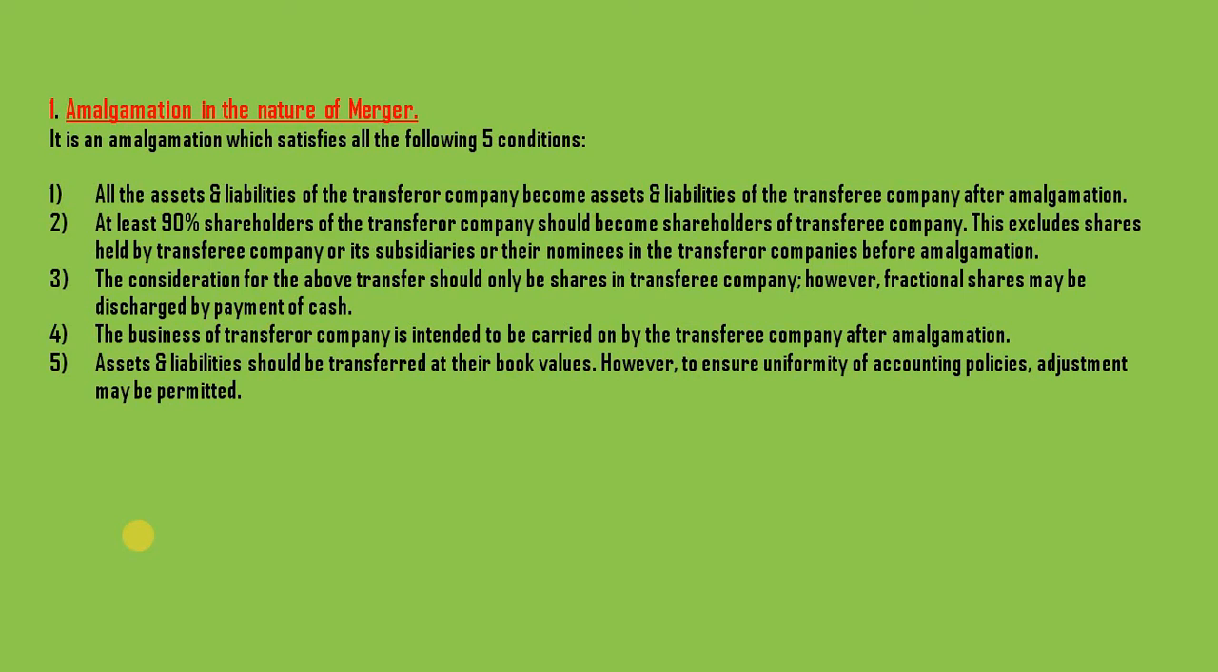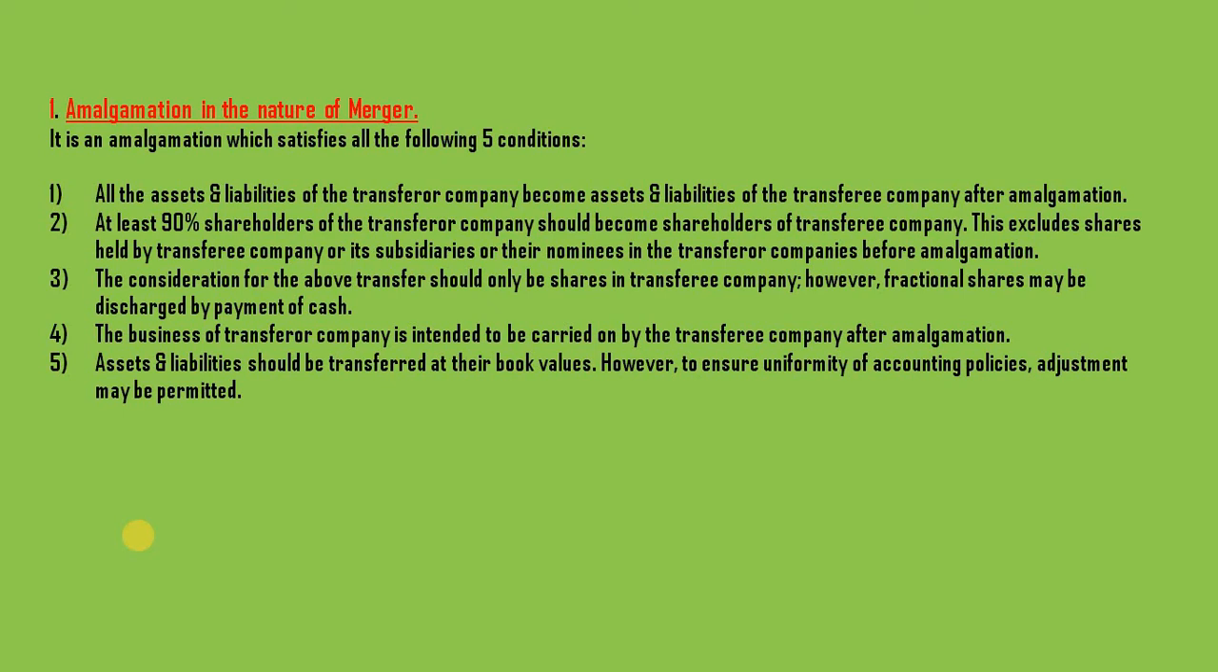Number four, the business of the transferor company should be carried forward by the transferee company. There should be intention to carry forward the same business after amalgamation. Last condition is now whenever in the case of merger, when there is transfer of assets and liabilities, then assets and liabilities will be transferred at book value only. There should not be any discretion like I will take assets and liabilities at lower value or higher value. All these discretions are not there, so it should be transferred at book value only.